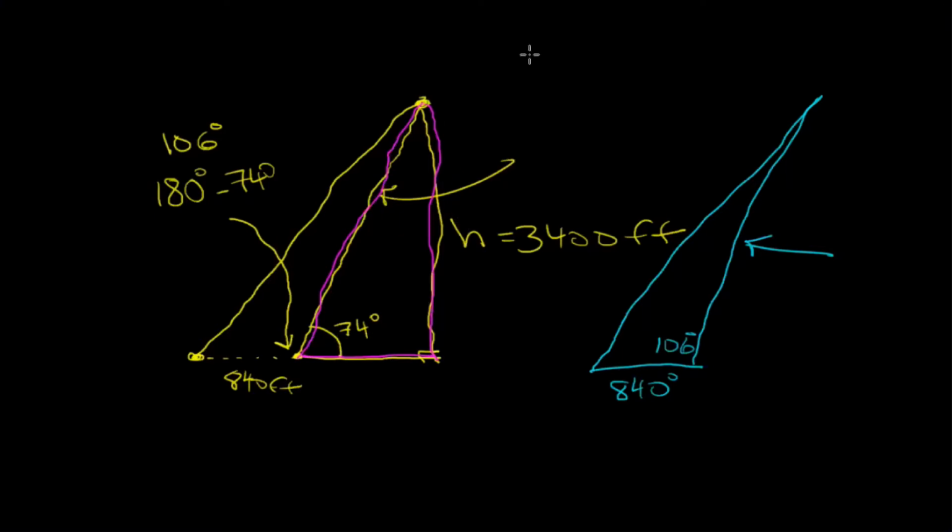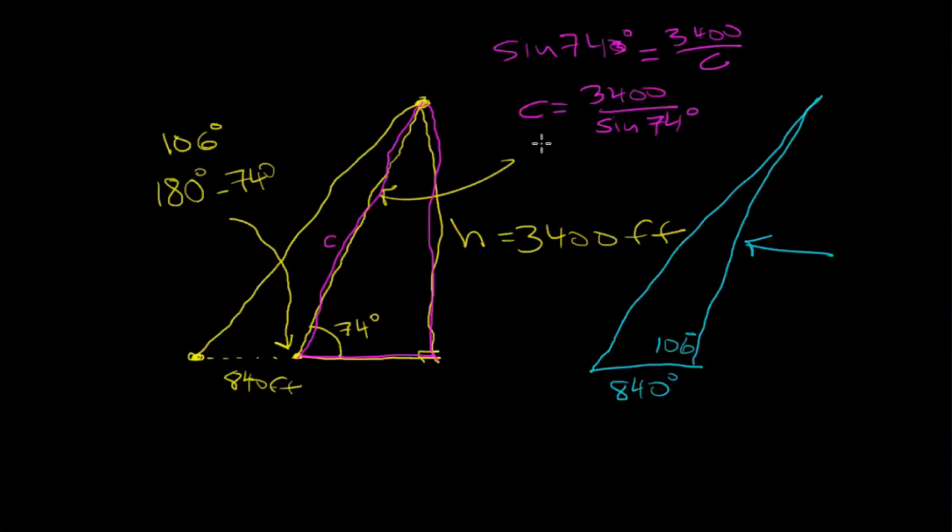So we could write, that would be opposite and hypotenuse. So that would be the sine of 74 is equal to 3,400 over that hypotenuse there, which I don't want to call H, I'll call it C or something. So that means C is equal to 3,400 divided by the sine of 74. So once you get this C value, then you're going to have this.